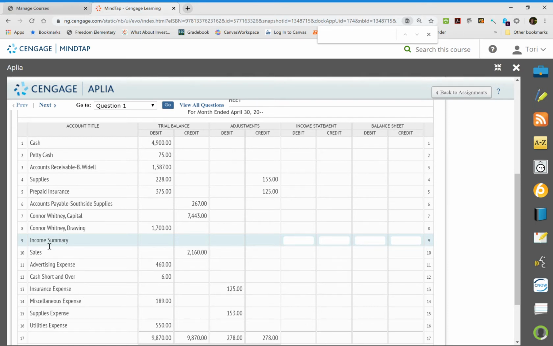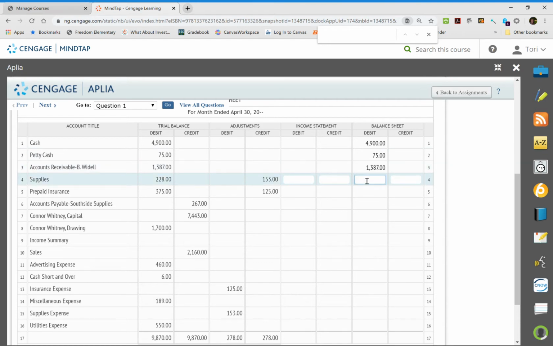So how I always remember is income under that goes to income statement, if that can help. And all we're going to do is just transfer straight over. So on our balance sheet, we're just going to transfer that money straight over. Same with our petty cash. Same with our accounts receivable.